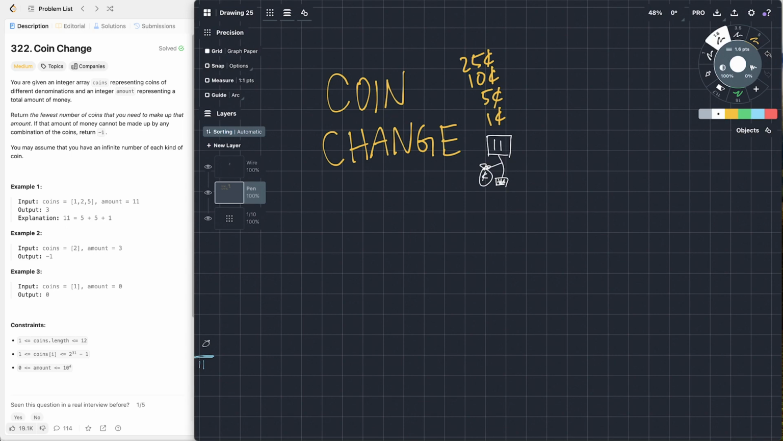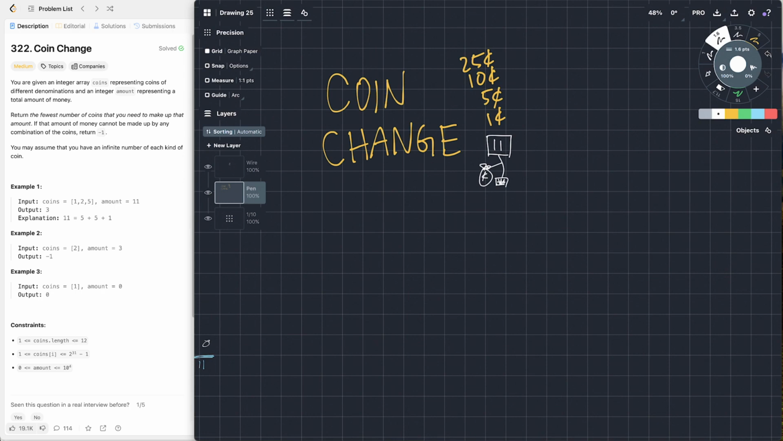Coin change. You're given an integer array coins representing coins of different denominations and an integer amount representing a total amount of money. Return the fewest number of coins that you need to make up that amount. If that amount of money cannot be made up by any combination of coins, return -1. Assume that you have an infinite number of each kind of coin.